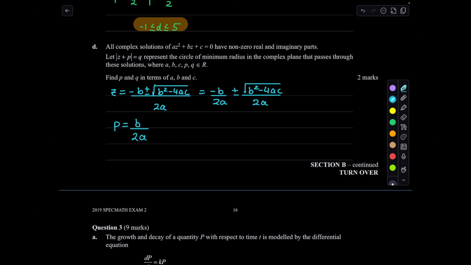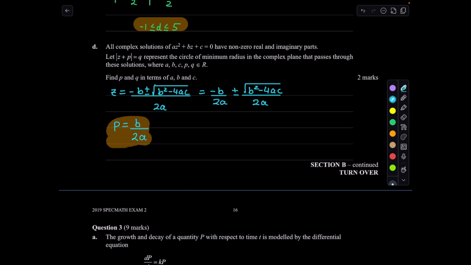So p is a real number. Yep, this is a real number because b and a are real numbers. That works perfectly. So p represents a token that passes through the solutions, where it has a real number. Okay, real number, perfect. So yep, that looks good.